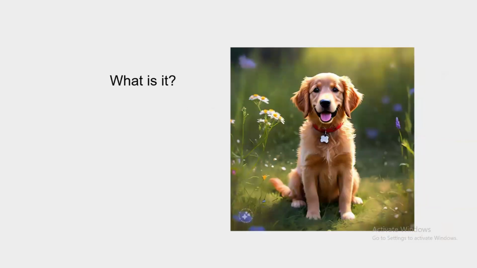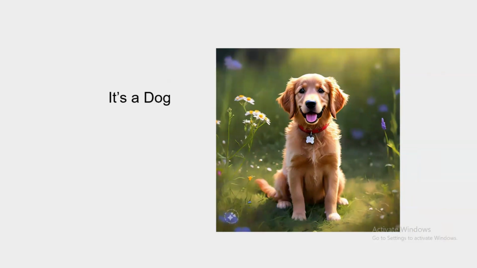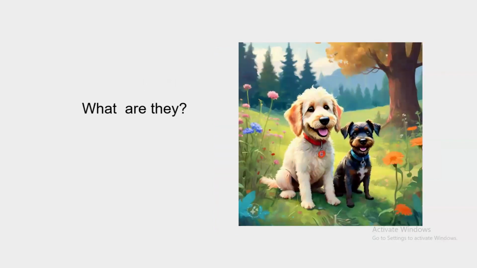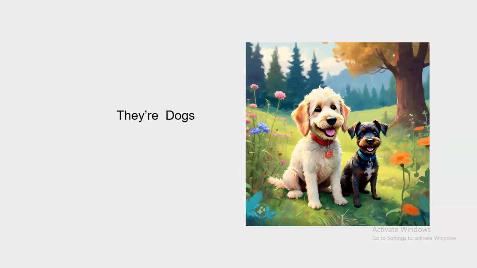What is it? It's a dog. What are they? They are dogs. Or you could say they are dogs. The contraction is they're dogs.